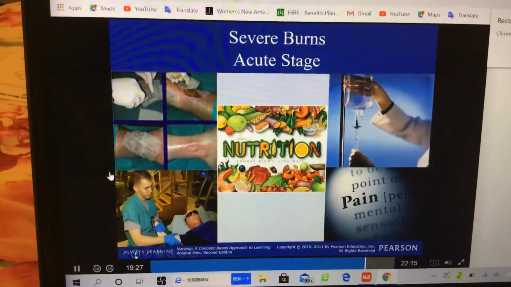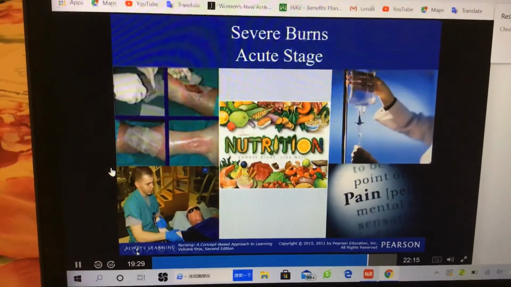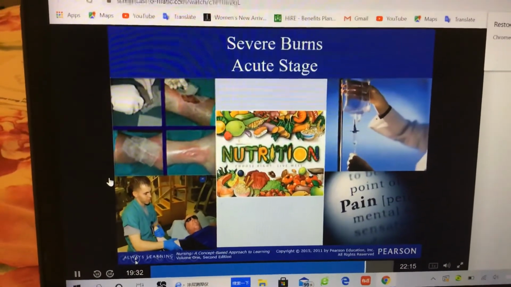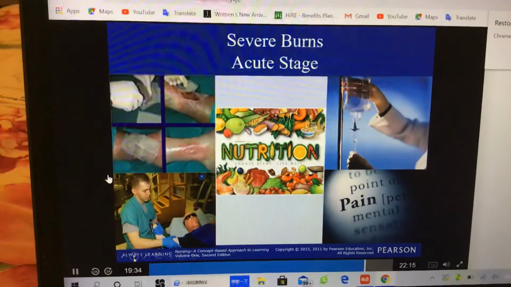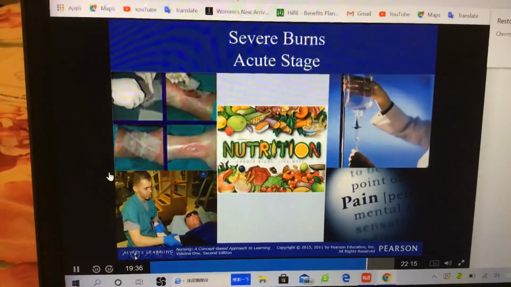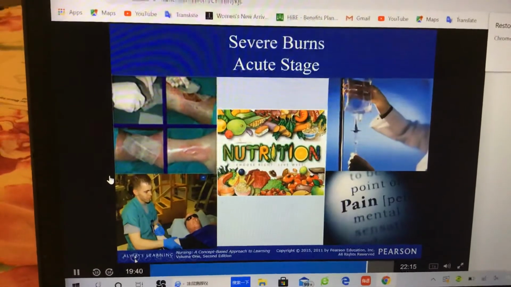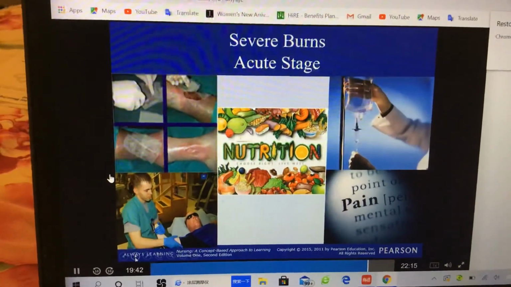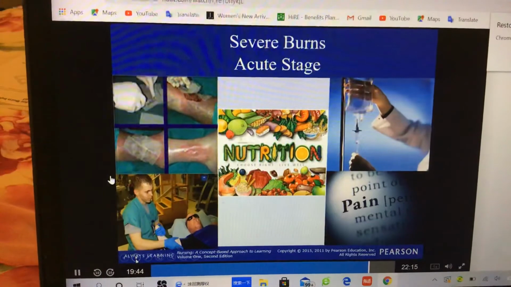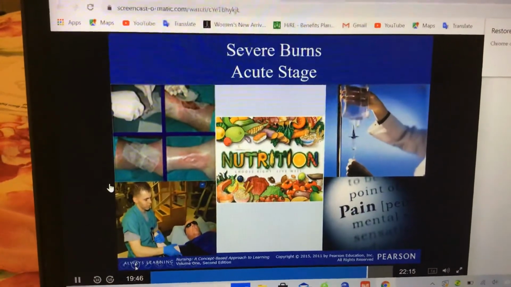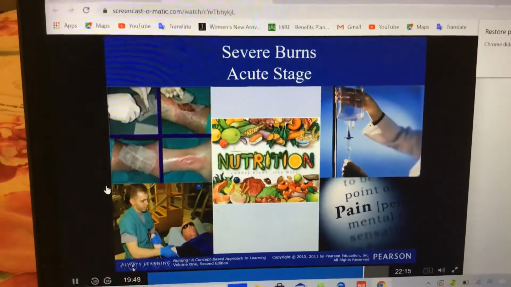Vitamins A, C, and D, iron, zinc, and selenium are important to promote wound healing. Patients with azotemia, which does not respond to hydration, may need a reduced amount of protein in their nutrition and need to be closely monitored for signs of renal failure.